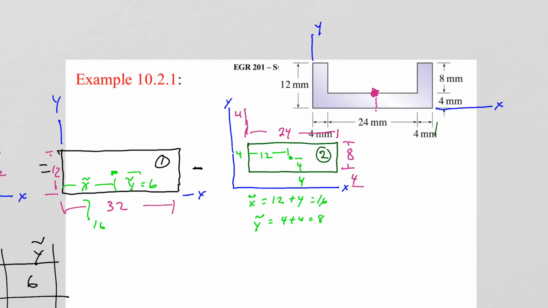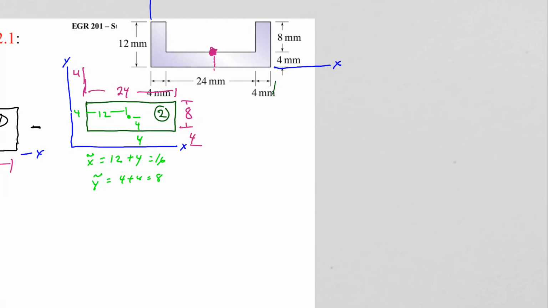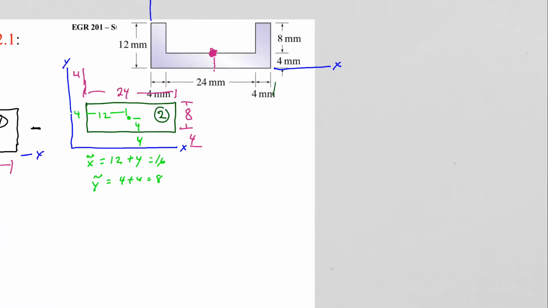Okay, so now that we know the centroid, the next task is to find our moment of inertia about the x-axis and about the y-axis. Okay? So let's write this out.